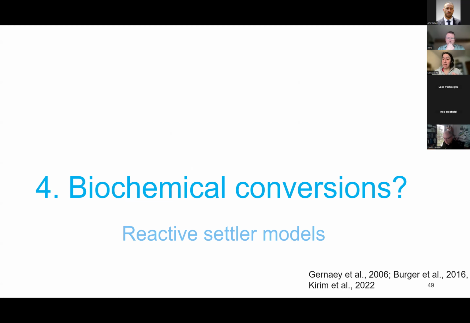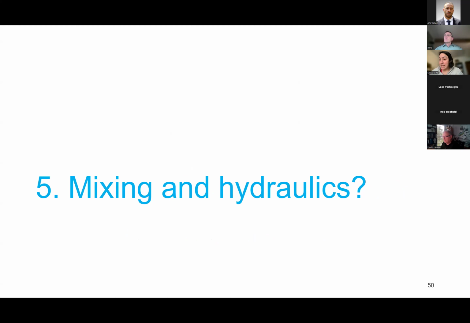becomes, of course, very complicated because instead of only one variable, x, you would need to have the full set of ASM variables included into each of the layers of your settler model. So they easily become a bit more complicated. And last thing, of course, mixing and hydraulics.